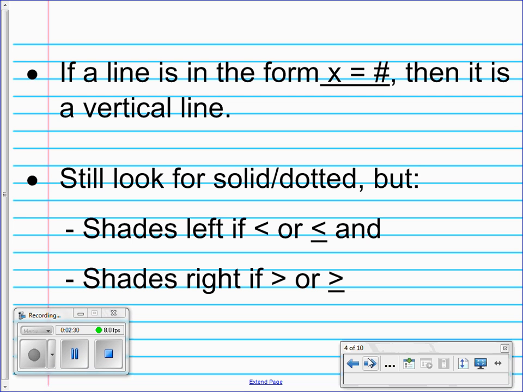If a line is in the form x equals a number, then it is a vertical line. Remember, that's where you have an undefined slope, because every single x value repeats. It is a line drawn through an x equals number. But you still need to look to see if it's a solid or dotted line, and then shade left if it's less than or equal to, and shade to the right if it's greater than or equal to. These arrows point to the left, so you shade left. These arrows point to the right, so you shade to the right.